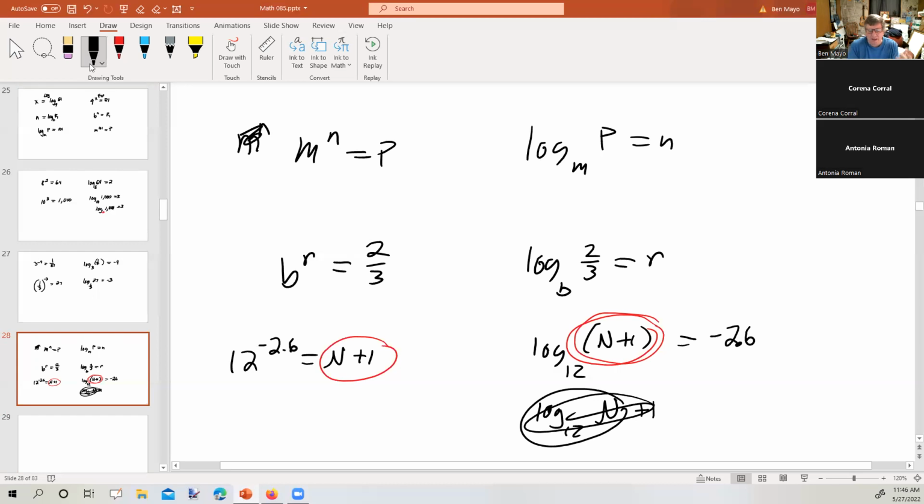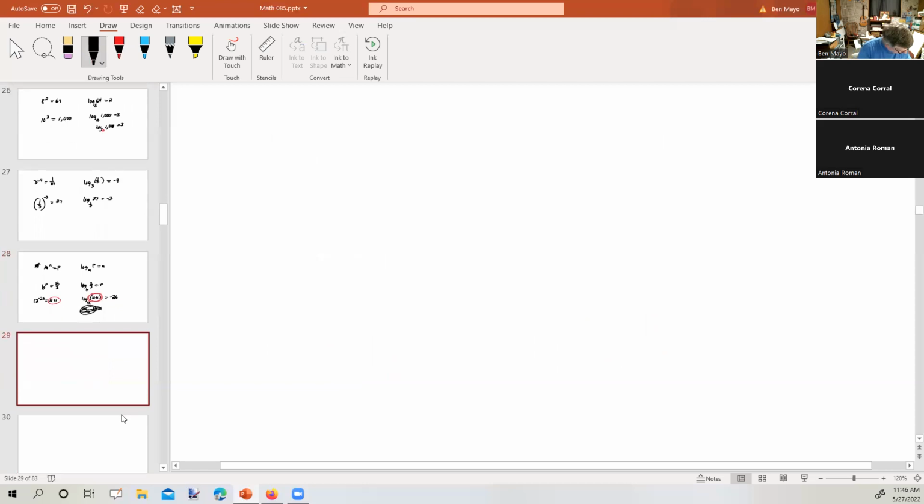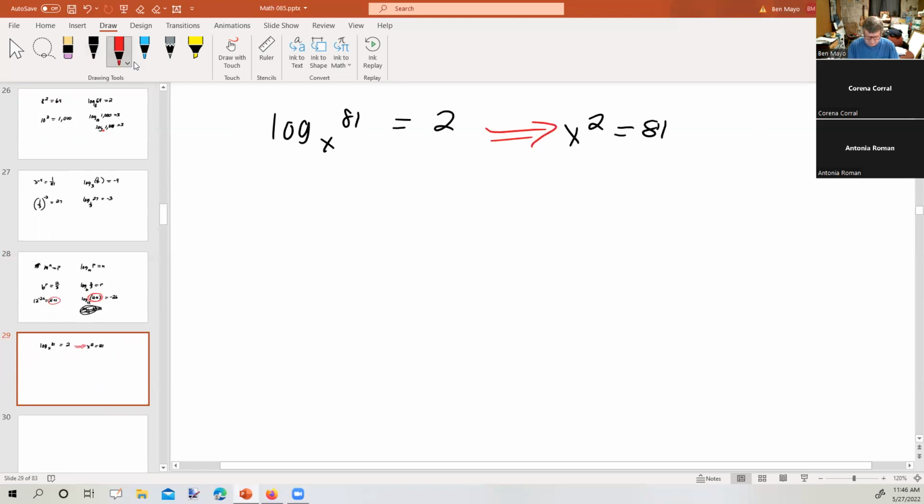So there's practice in going back and forth between logarithmic equations and exponential equations. Now, we're going to solve some equations rather than just converting them. I have log base x of 81 equals 2. To solve this logarithmic equation, the first thing I'm going to do is convert it to an exponential equation. That would be x squared equals 81. Are we okay with that conversion? Yes.